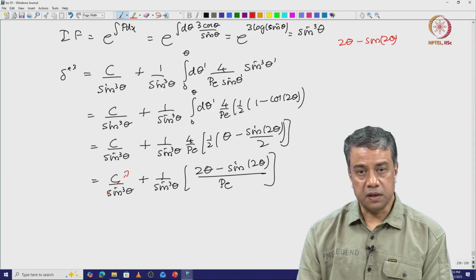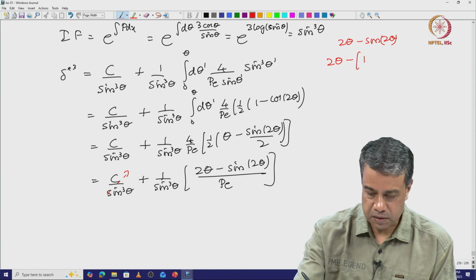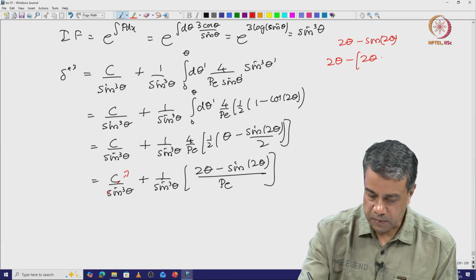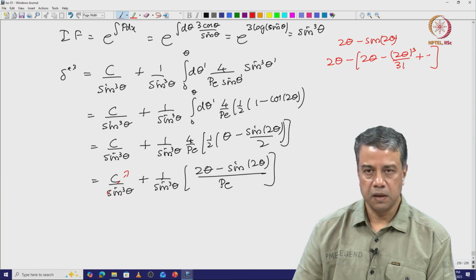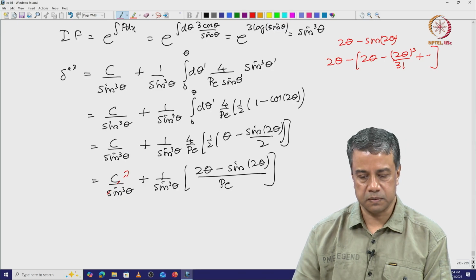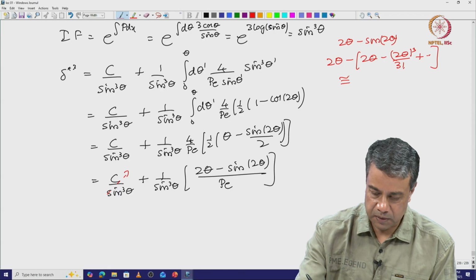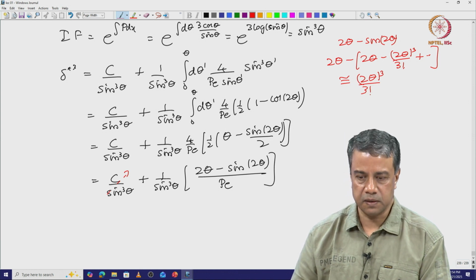Near theta equal to 0, I can expand this as 2 theta minus (2 theta)^3 by 3 factorial, plus etcetera. Sin x is x minus x cubed by 3 factorial plus x to the power 5 by 5 factorial plus etcetera. So the numerator, 2 theta minus sin 2 theta, is approximately equal to (2 theta)^3 by 3 factorial. That is the approximate value.